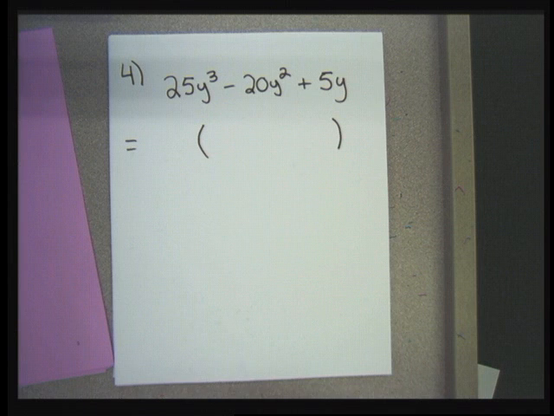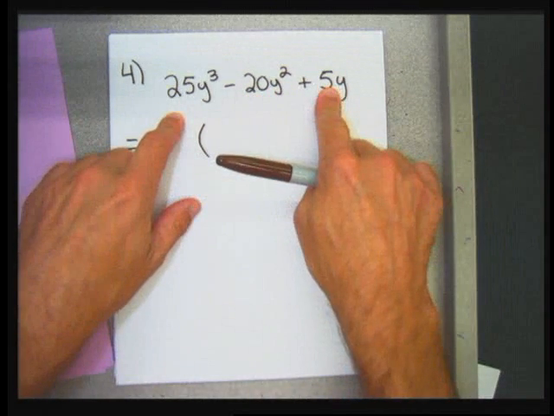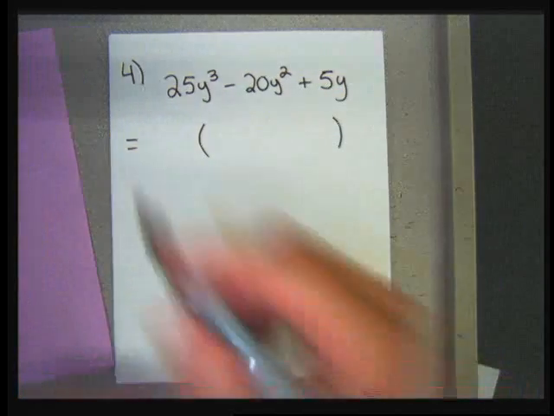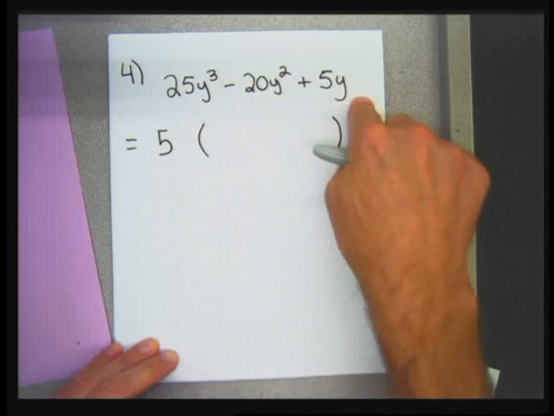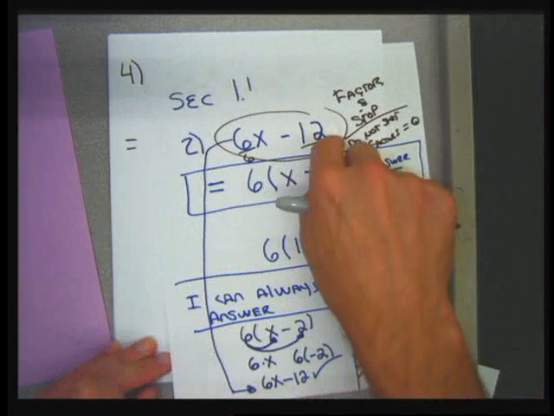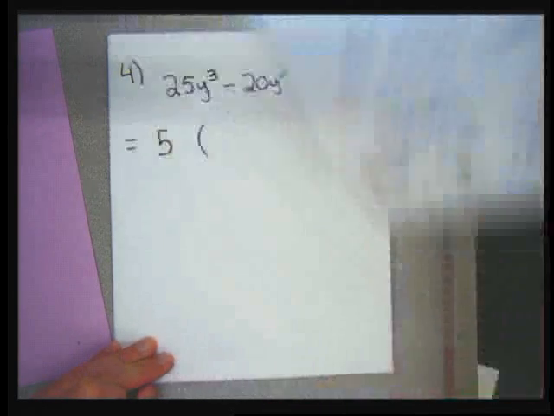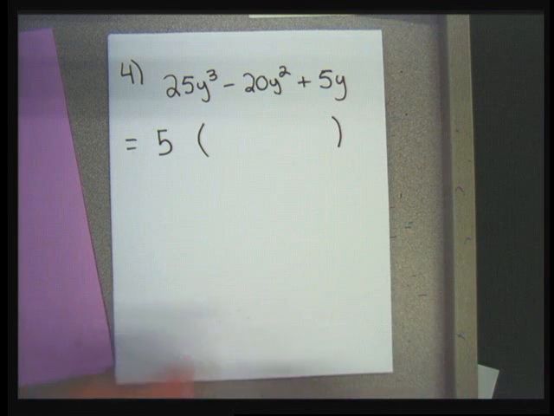What's the number part? 5, because 25, 20, and 5 are all divisible by 5. So I'm going to write a 5 to the left of my parentheses. And because each of the terms has a y, I'm allowed to get a letter to the left of my parentheses. In the first problem, because the 12 didn't have an x, I didn't get a letter to the left of my parentheses. But when every term has a letter, that letter needs to be written to the left of your parentheses. And what exponent does it get? It gets just y to the first.